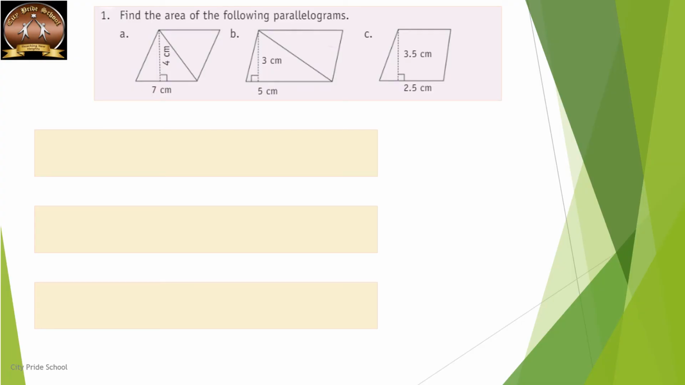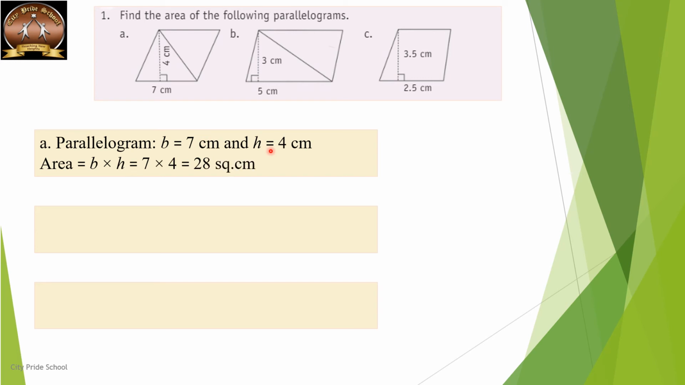Now let us see how to find area of a parallelogram using a formula. We know that area of parallelogram is base into height. So here base is 7 centimeter and height is 4 centimeter. So 7 and 4. So area of parallelogram will be base into height 7 into 4, and hence answer is 28 centimeter square. Very simple.